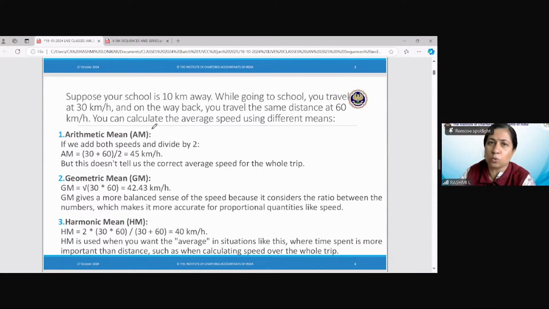Suppose your school is 10 kilometers away from your home. When going to school, you've just got up, so you're going slowly, cycling at 30 kilometers per hour. But on the way back, you are in a hurry to come home, you're recharged in school, and while coming back, you are traveling at the rate of 60 kilometers per hour.